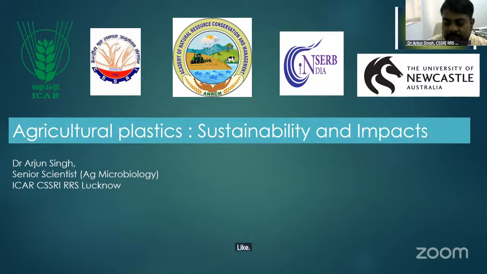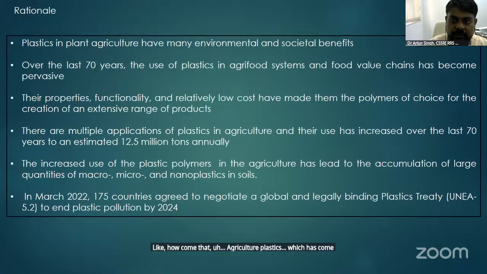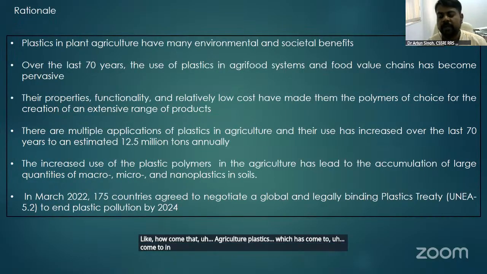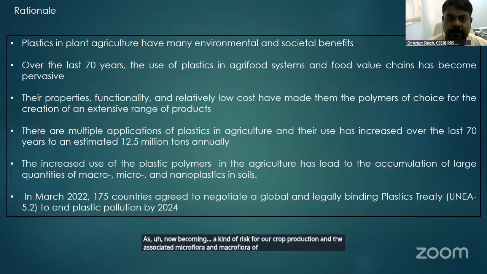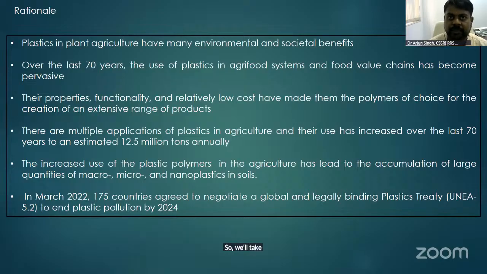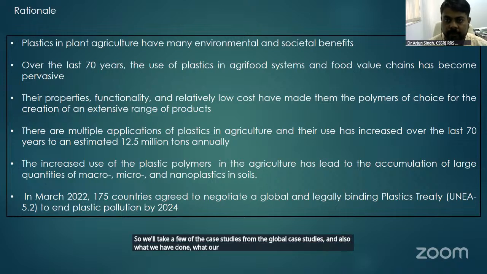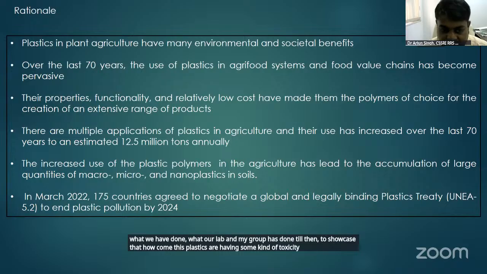How come agriculture plastics, which have come into the picture in the last 70 years in our agriculture food systems, are now becoming a kind of risk for our crop production and the associated microflora and macroflora of our soils. So we will take up a few of the global case studies, and also what our lab and my group have done till date to showcase how these plastics are having some kind of toxicity and associated problems.